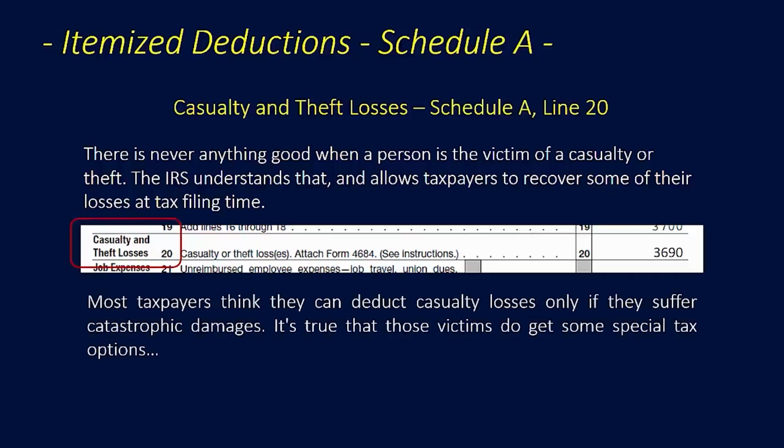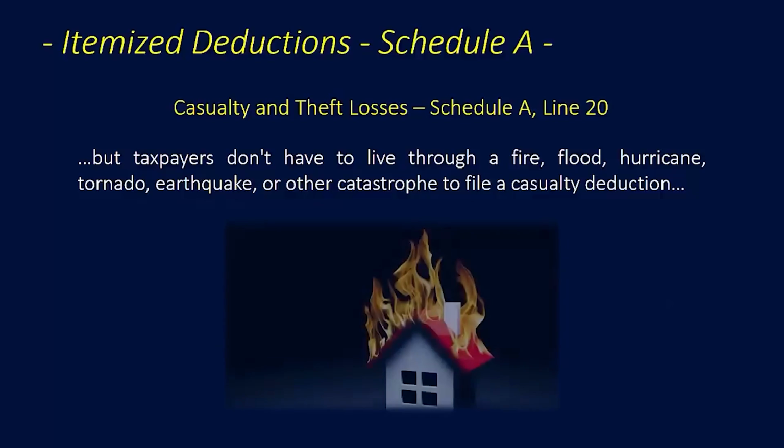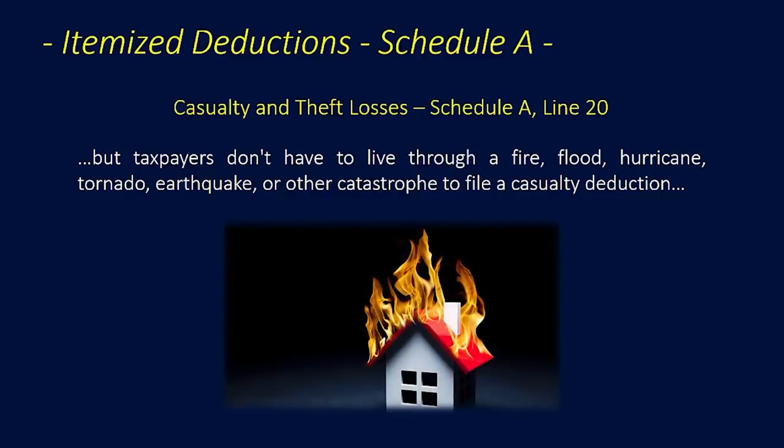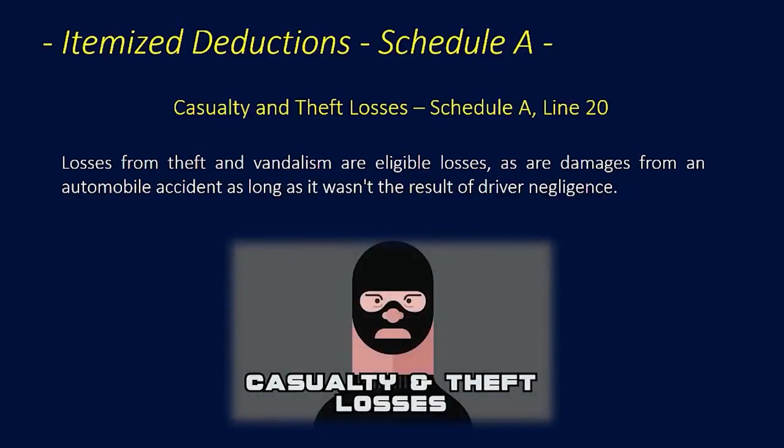Most taxpayers think they can deduct casualty losses only if they suffer catastrophic damages. It's true that those victims do get some special tax options, but taxpayers don't have to live through a fire, a flood, a hurricane, a tornado, earthquake, or other catastrophe to file a casualty deduction. Losses from theft and vandalism are eligible losses, as are damages from an automobile accident, as long as it wasn't the result of driver negligence.